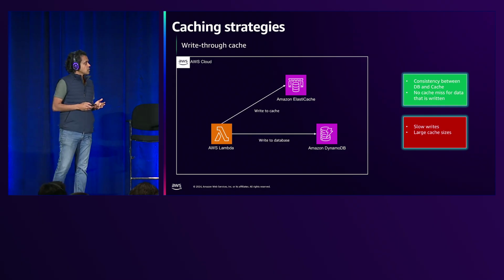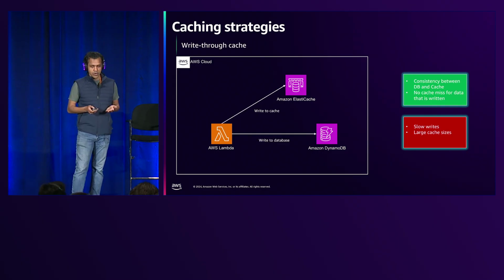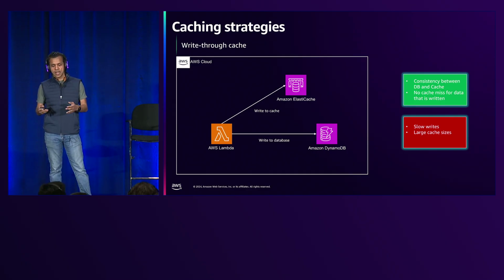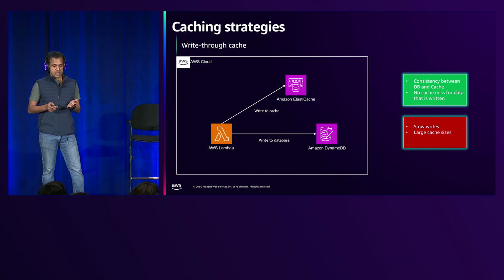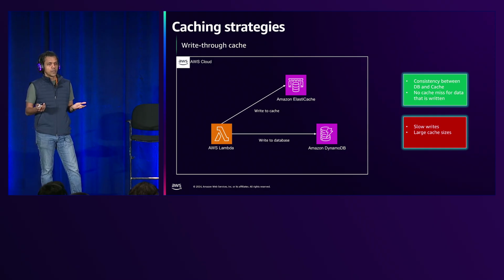The other approach is what is called a write-through cache, right? So here, data is written to both the cache and the database at the same time. The benefit is that the data in the cache is almost never stale, because you're writing to the cache and the database at the same time.